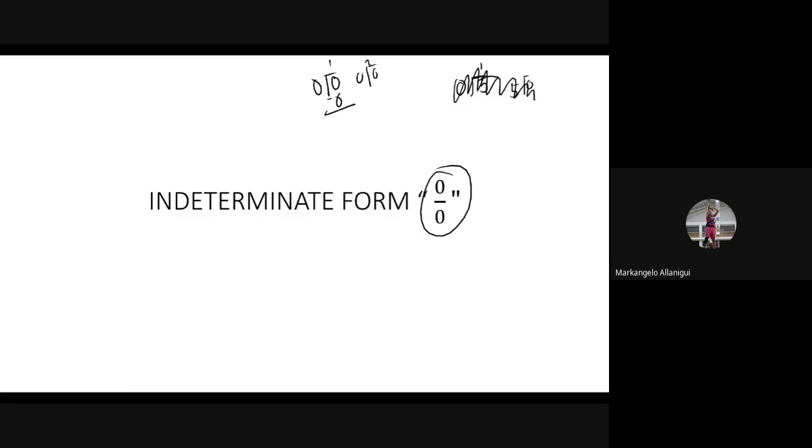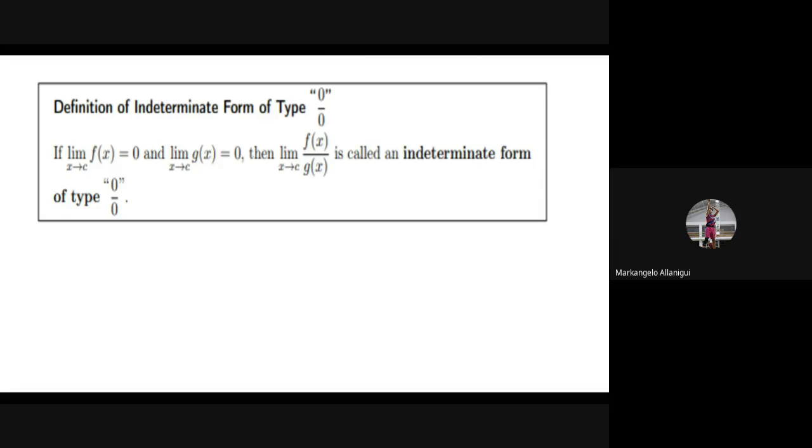So here is the definition of the indeterminate form. Listen carefully, because last year my students in STEM had a hard time with this. If the limit of f of x is equal to 0 as x approaches c, and the limit of g of x is equal to 0 as x approaches c, then the limit of f of x over g of x as x approaches c is called the indeterminate form of type 0 over 0. You have to keep an ear to this statement.